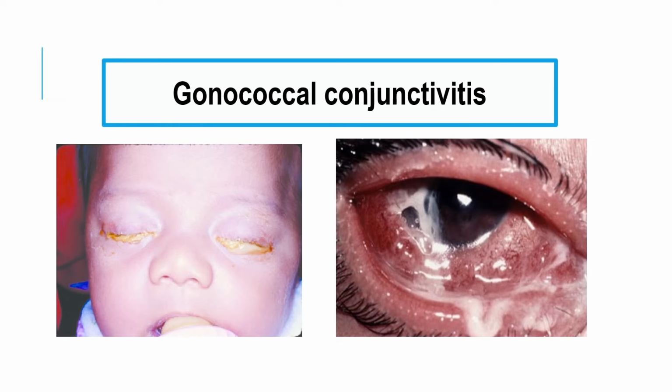Now, this picture over here shows you the gonococcal conjunctivitis in which we will have severely purulent discharge. So you can see in the first picture, the child has lots and lots of purulent discharge. And in the second as well, you can see severe sort of inflammation with lid edema. You can see the eyes really red, chemosed, and there is exudation and lots of purulent discharge. So this is also a case of gonococcal conjunctivitis. It spreads really rapidly and it can actually involve the cornea as well.